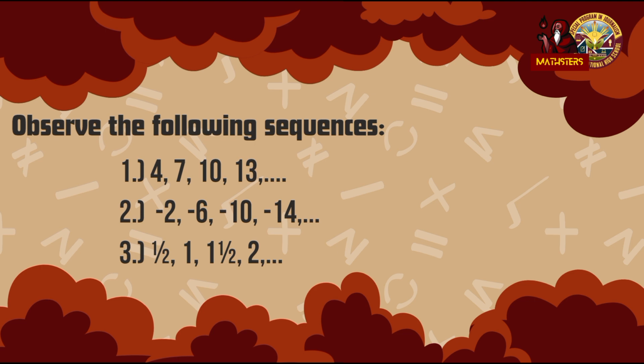Notice that to get the next term in each of the sequences above, a constant or a common number is added to the preceding term, or the number before it. The constant number being added is called the common difference, and we represent it as d. All these sequences are called arithmetic sequences.